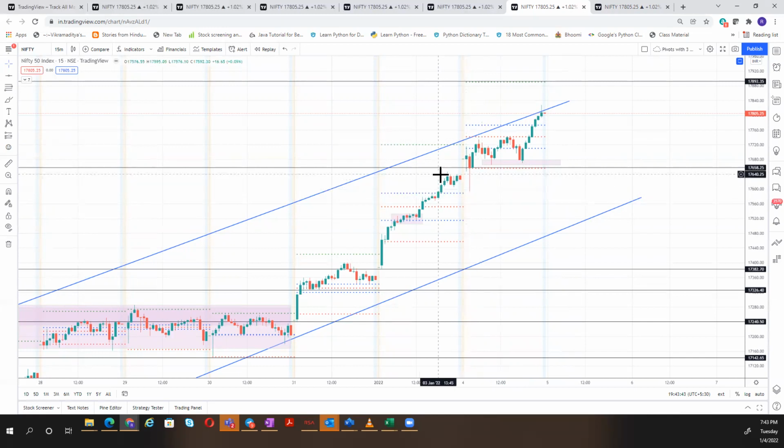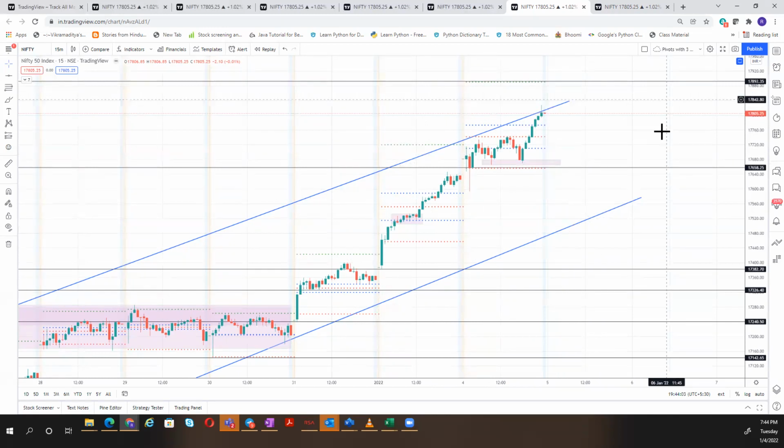17,550 was a good buy. And even the previous day high was a good buy. But from there on, the market never turned back. See the long wick on the 15 minutes, this is all buying pressure. Once you identify it on 15 minutes and buy, you could have just held it to make money.